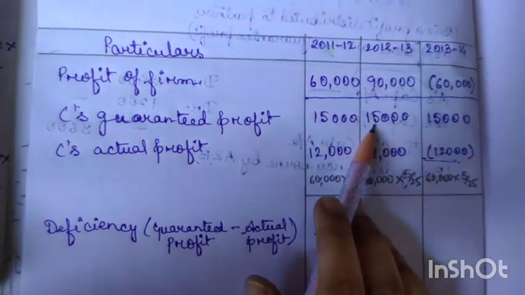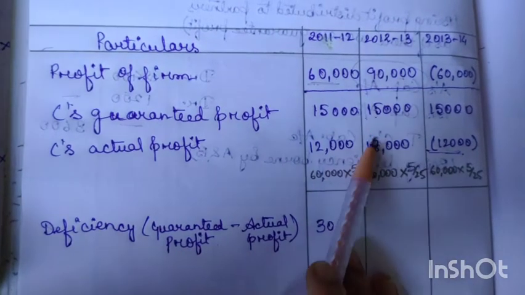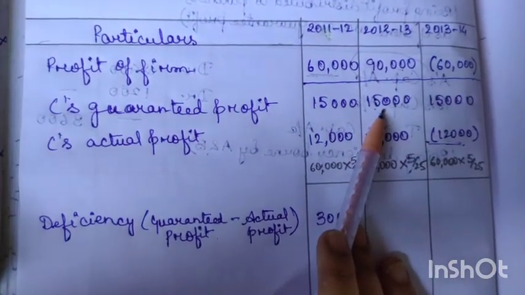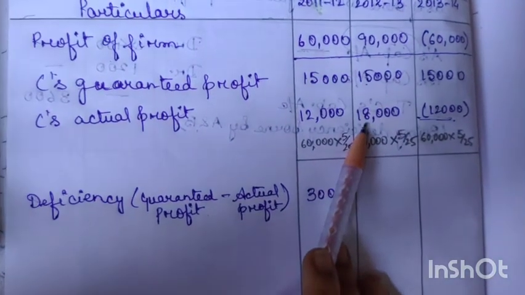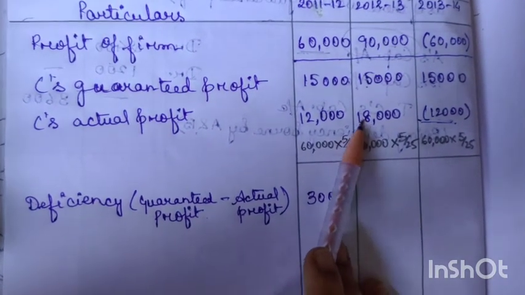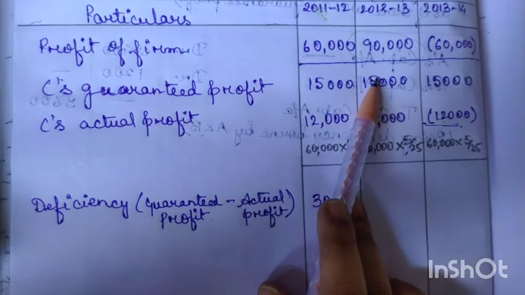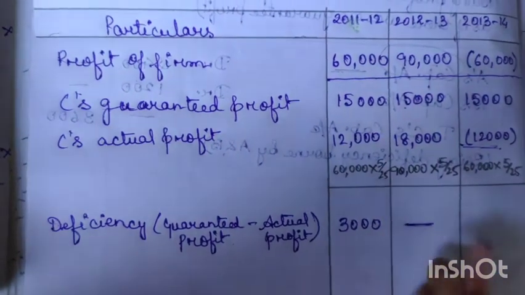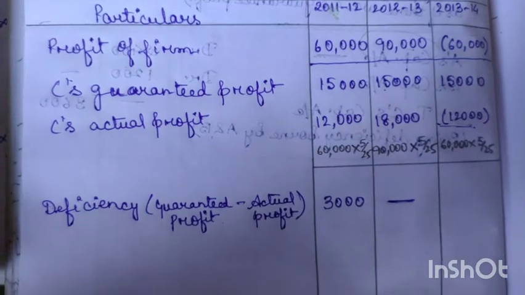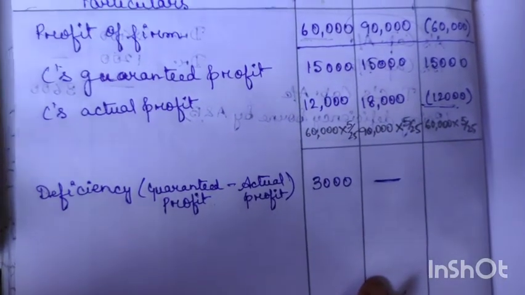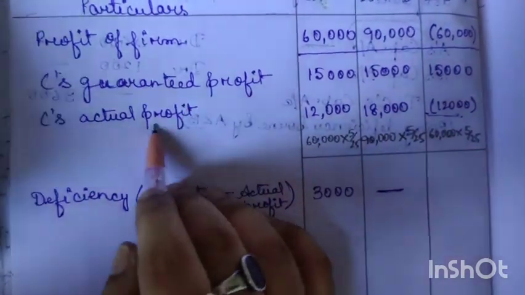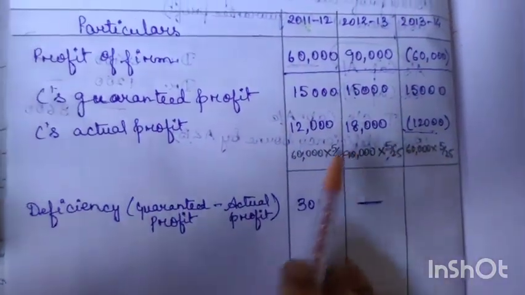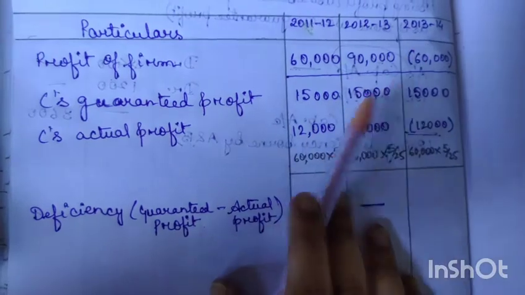Now see, in 2012 to 13, how much guaranteed profit was given to C? 15,000. But how much actual profit is he getting? 18,000, which is more than the guaranteed profit. So in that case there will be no deficiency. So for this year we don't have to calculate any deficiency. Why? Because the actual profit is more than the guaranteed profit. Okay, this was the case of 2012 to 13.